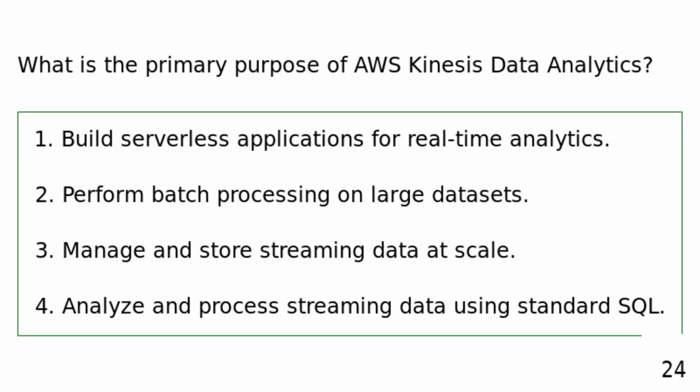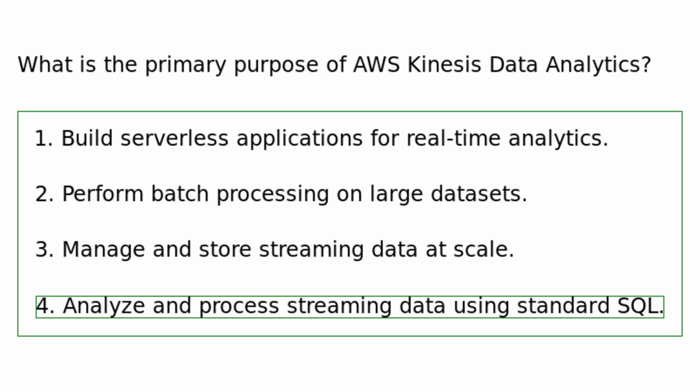What is the primary purpose of AWS Kinesis data analytics? Build serverless applications for real-time analytics. Perform batch processing on large datasets. Manage and store streaming data at scale. Analyze and process streaming data using standard SQL. Kinesis data analytics allows you to write SQL queries to continuously analyze data streams.